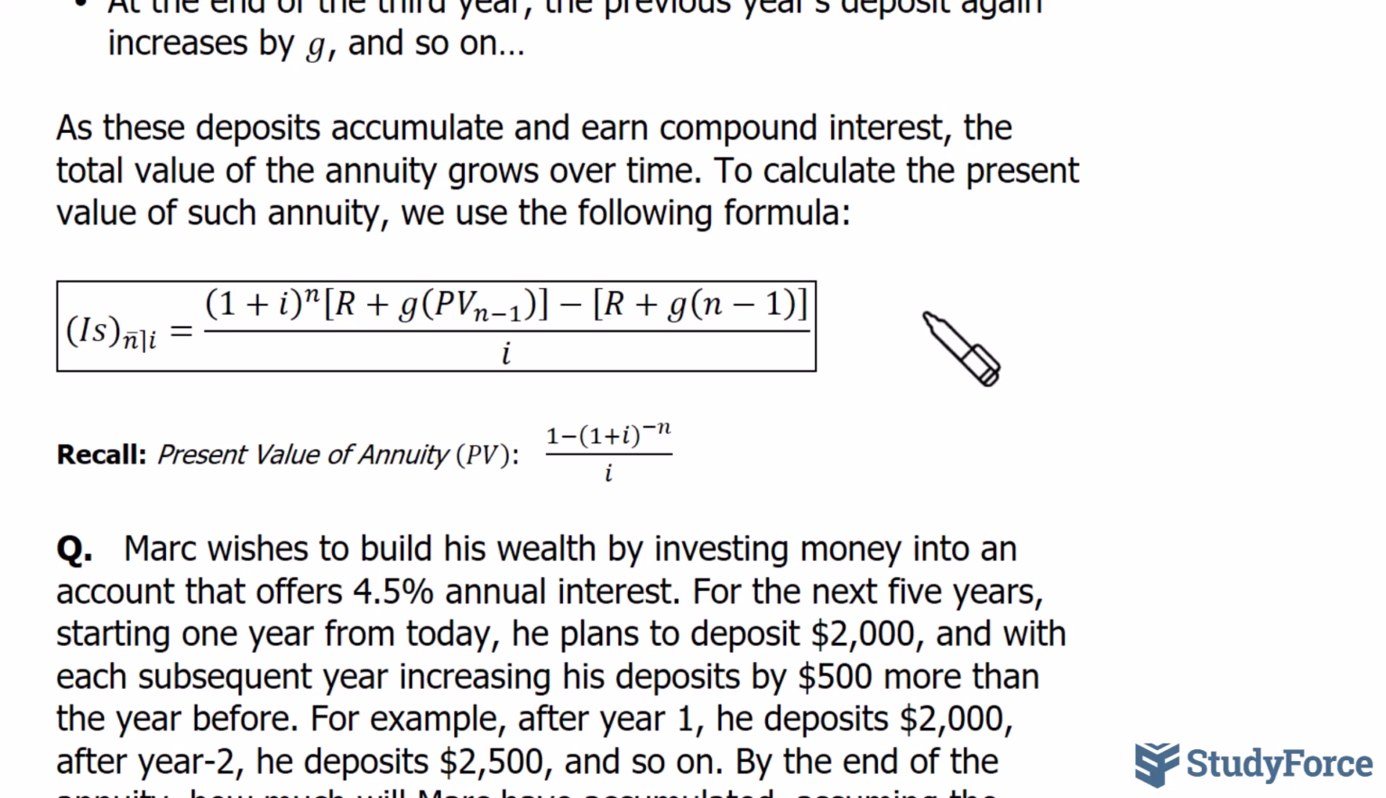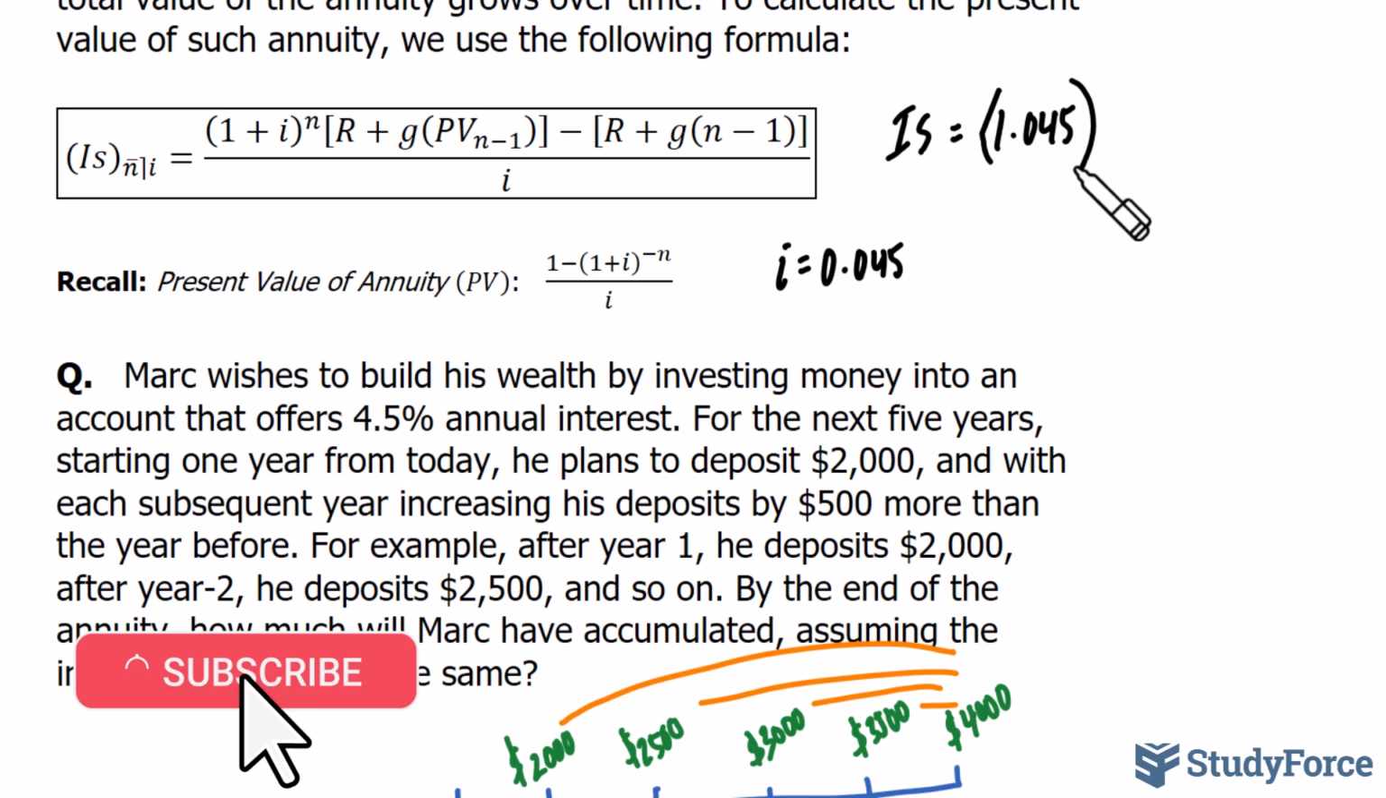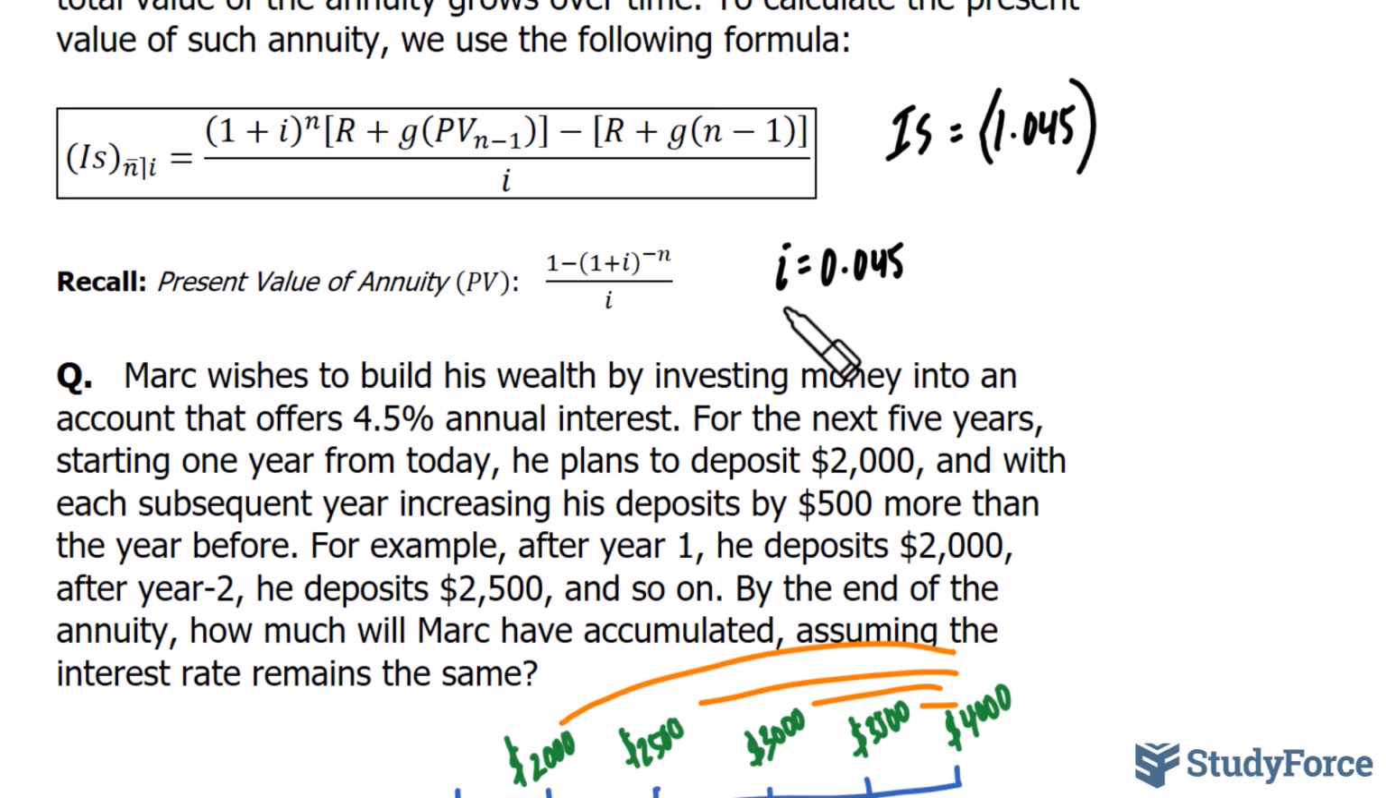So to use this formula, we'll say that (1 + i) is what we start with. Now the interest here is 4.5%, and converting that into a decimal, that's 0.045. So i is equal to 0.045. And for 1 plus i, if we add 1 to 0.045, we get 1.045. And that's being raised to the power of n, which represents the total number of periods. Now, this annuity ends at the end of year 5, so n must be equal to 5 periods. That is being multiplied to R plus G times PV sub n take away 1.